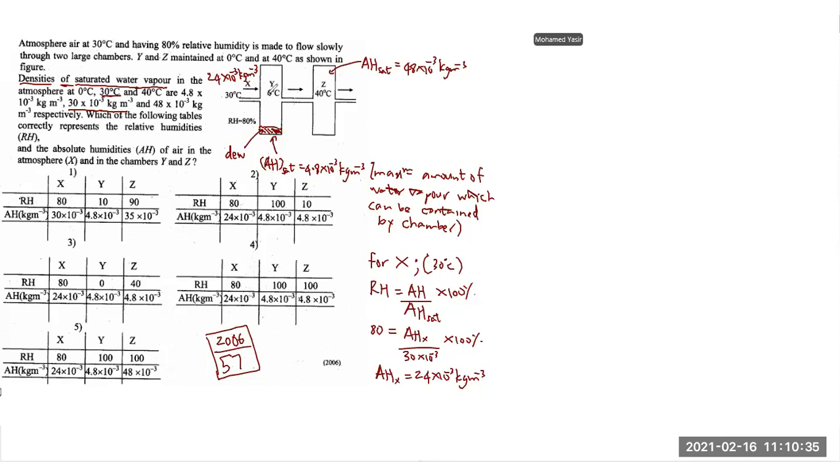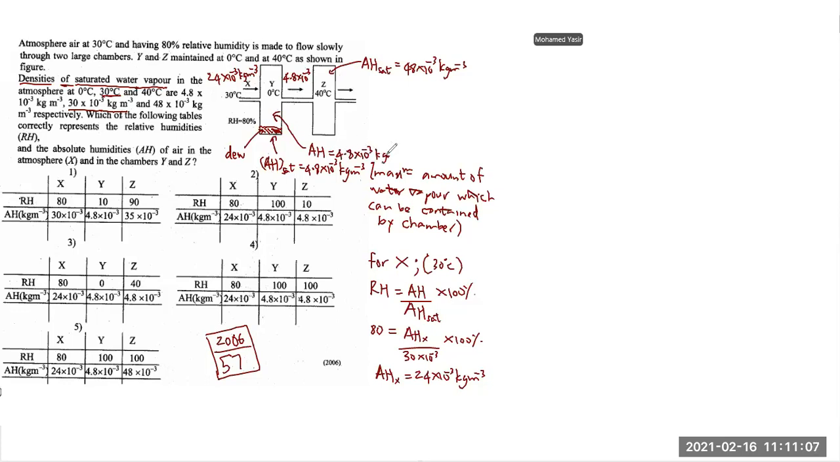And what will be sent to chamber Z? 4.8 into 10 to the power minus 3 will only be sent, because it can have a maximum of only 4.8 into 10 to the power minus 3 kilogram per meter cube. It can't have more than that. So that will be sent to chamber Z. Hope you can understand that. So inside this, absolute humidity will not be more than 4.8. Careful, because that is the maximum.